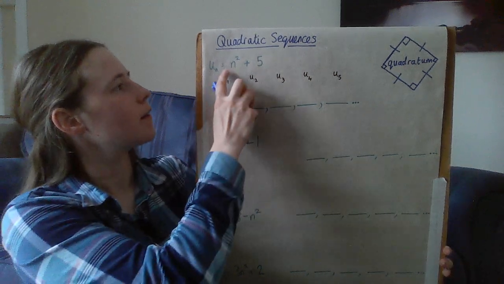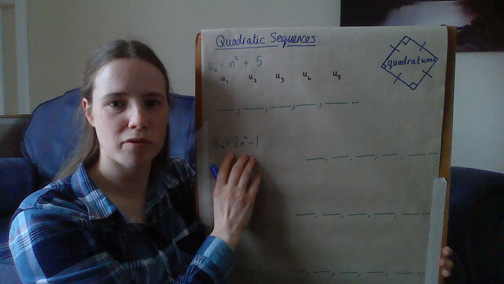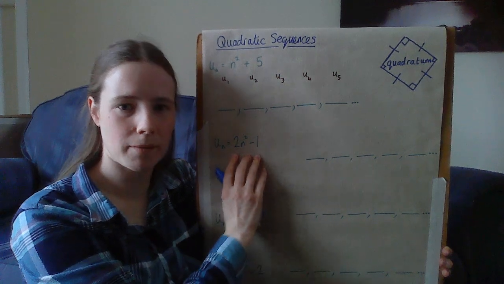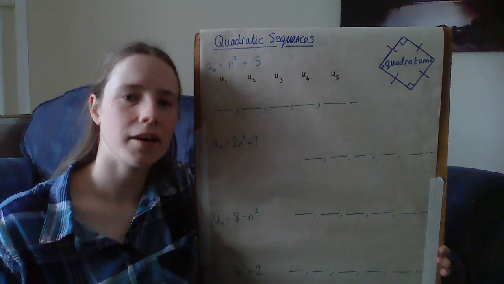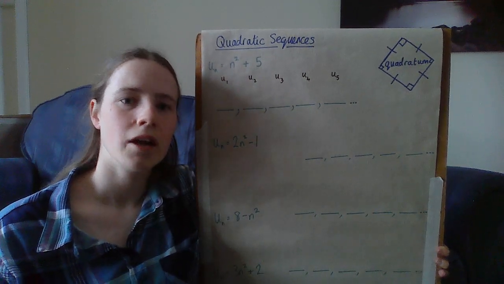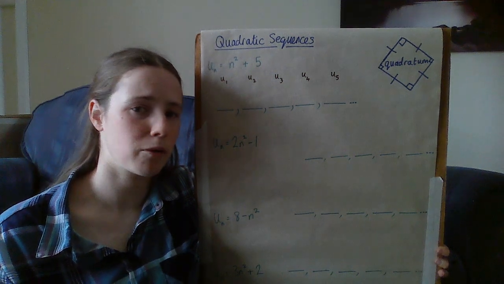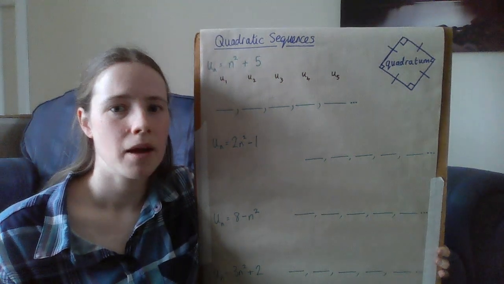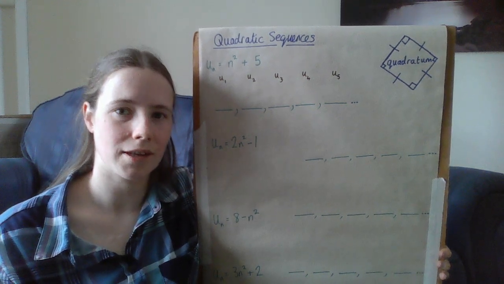If you look at this quadratic sequence here, the formula is n squared plus 5. This one is 2n squared minus 1, and this one is 8 minus n squared. So whenever the highest power involved is squaring, you've got yourself a quadratic sequence. If you've got cubing or power of 4 or power of 5, then it's got a different name. But if squaring is the highest power that you've got going on, you're dealing with a quadratic.